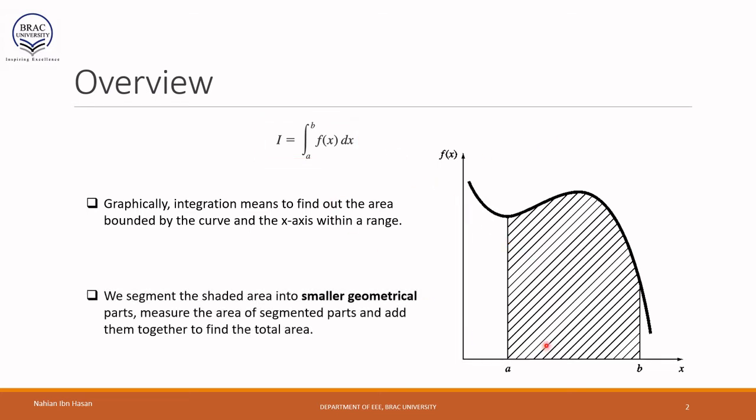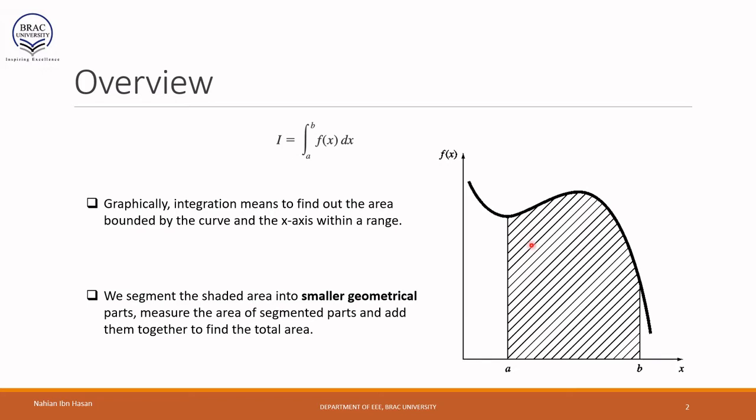So we segment this shaded portion into smaller parts. Since we do not use analytical approaches here, we have to use approaches that approximately calculate the area of the shaded region. So what we do is segment the shaded area into smaller geometrical parts. We use geometrical parts because we can easily calculate the area of each individual part. We are not using randomly selected parts, because it would be very tough to calculate the area of a random part. That's why we use geometrical shapes.